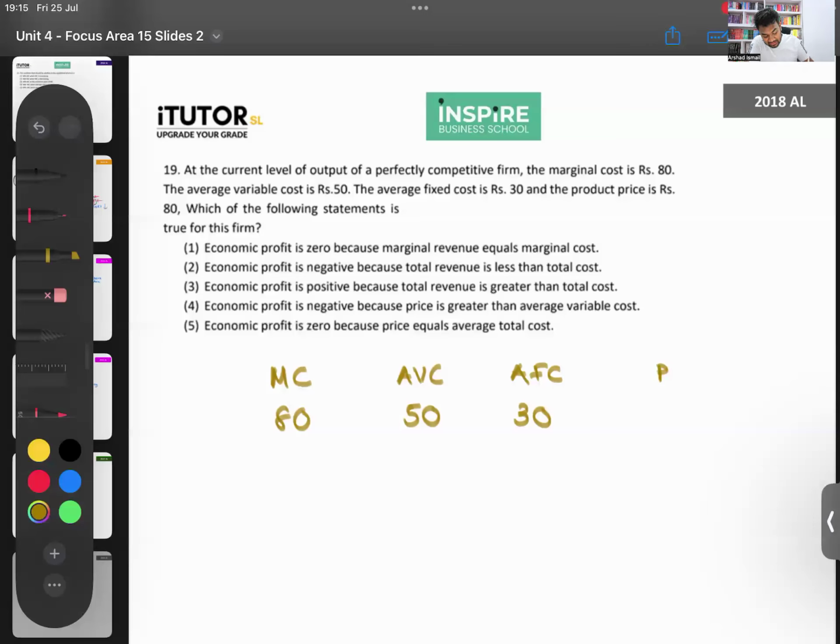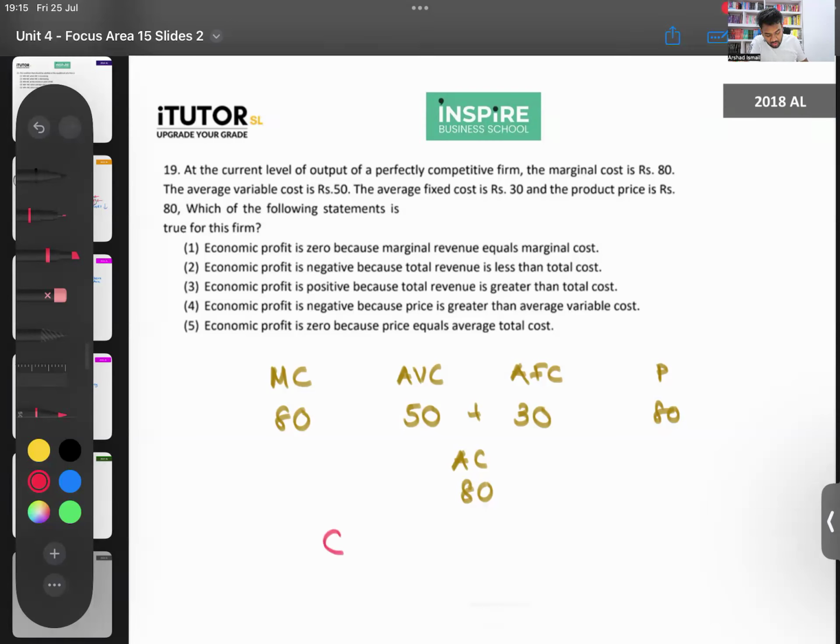Price is 80. Can you all tell me, if the average variable cost is 50 and average fixed cost is 30, how much is the average cost or average total cost? That is the addition of these two. Average cost is 80. Now, the question is asking you, which of the following is true? They're talking about economic profit.